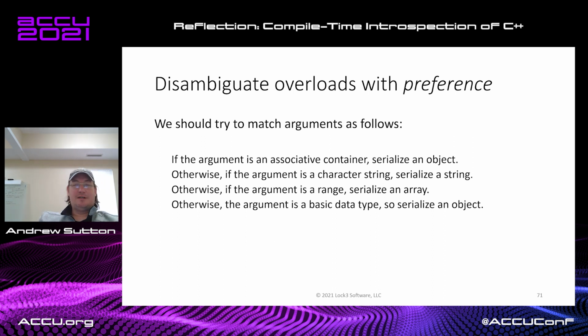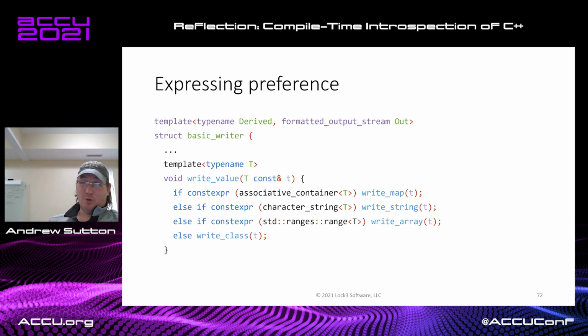What was it? Oh shoot, I got lost. Yeah, so fortunately we have really nice tools in C++ to express this quite directly. If constexpr is fantastic, it works really nicely with concepts. We can actually express our preference in resolving these overloads like this. So if constexpr T is an associative container, do this thing. If it's a string, do this thing. If it's a range, do this thing. Otherwise, we'll just try to write it as a class.